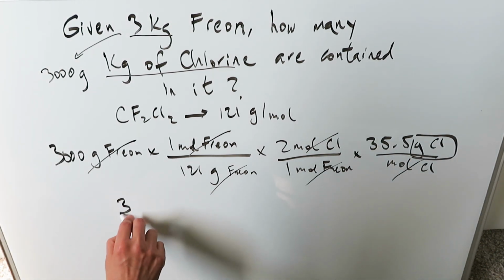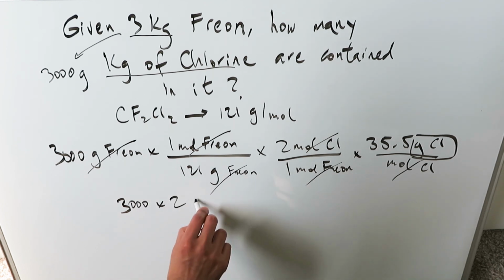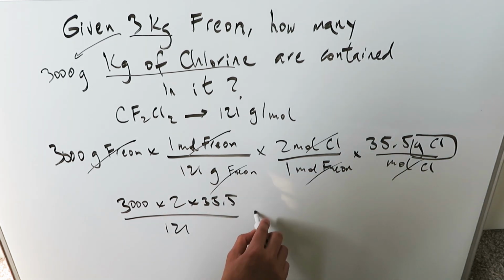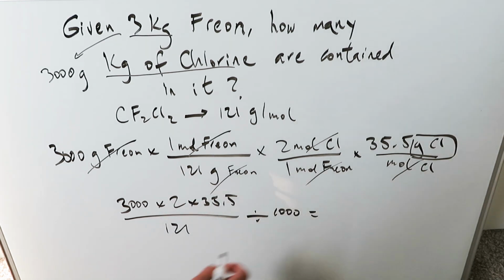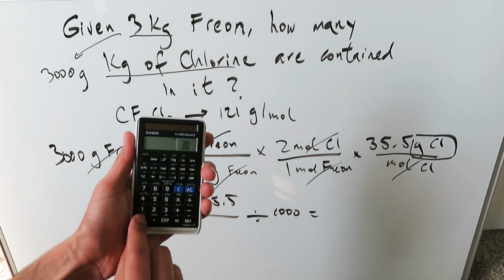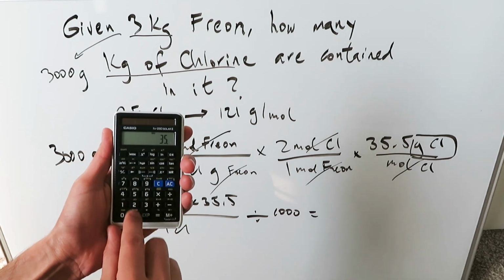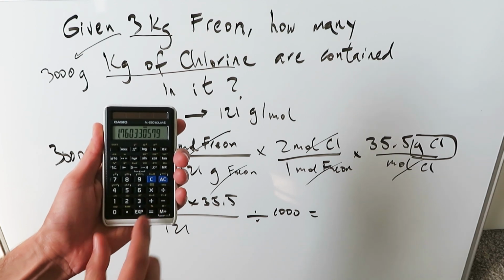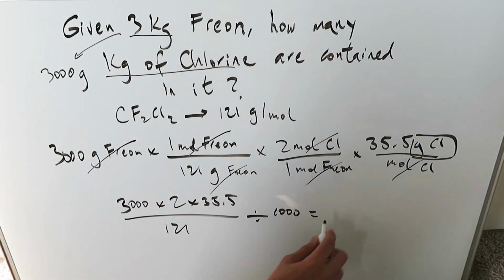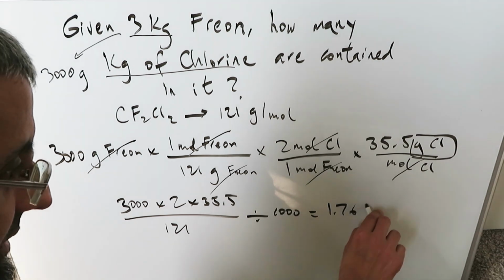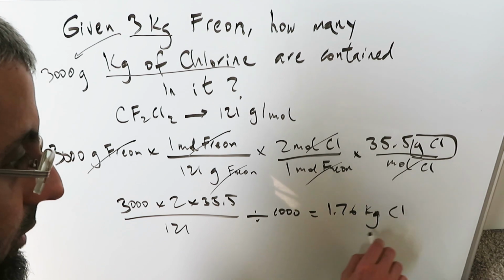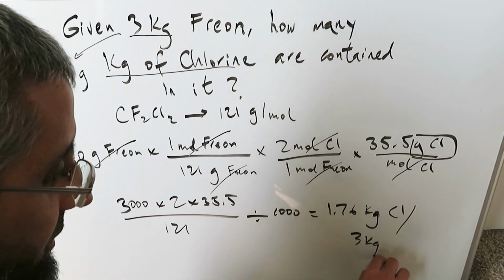I have over here in the numerator 3000 times 2 times 35.5 divided by 121, and then what we can do is even divide it by 1000 to convert it into kilograms. To convert grams into kilograms, we'll have that conversion in there. So let's do this. We have 3000 times 2 times 35.5 divided by 121 divided by that 1000, and my answer here will be 1.76. So it's a good answer, and it should be a right answer. 1.76 kilograms, or you can say 1760 grams of chlorine per 3 kilograms of freon.